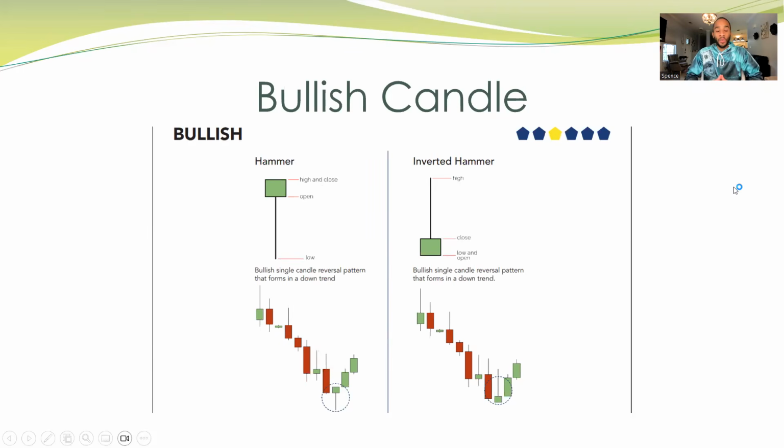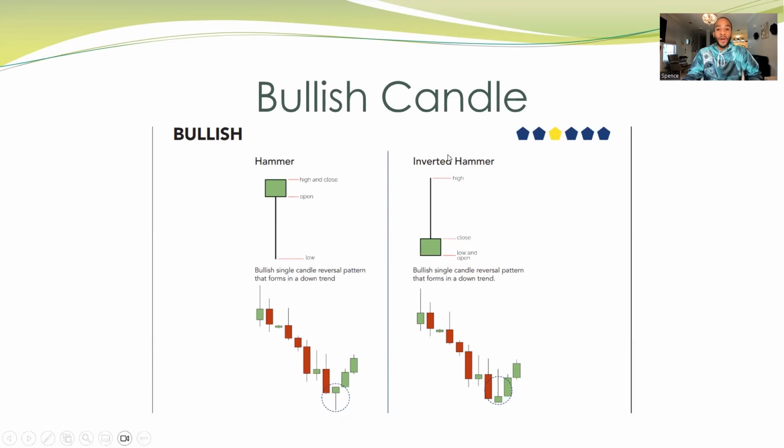The next candlestick that we're going to go over is a bullish hammer and an inverted hammer. So let's say, for example, if you see a bullish hammer in a downtrend, a bullish single candle reversal pattern that is formed in a downtrend, it's a strong possibility whenever you see a candle similar to this one, the market is about to possibly reverse. So you want to start paying close attention to the buyers in the market sentiment.